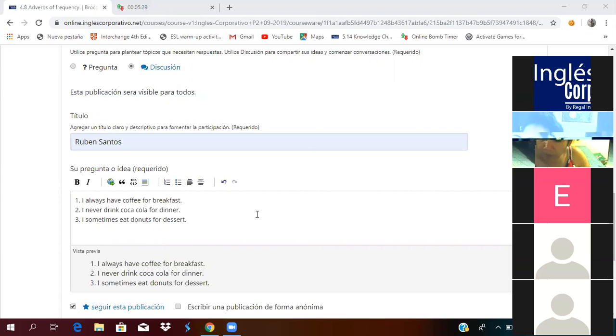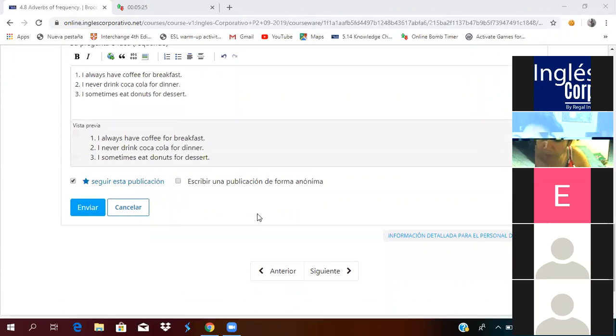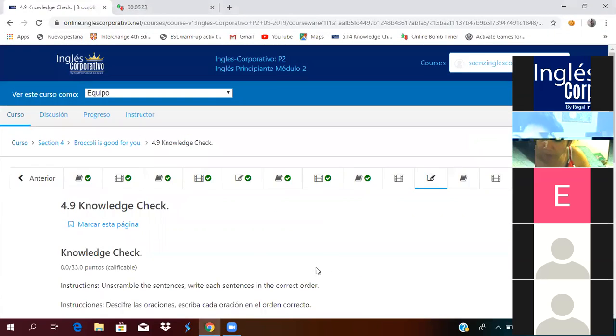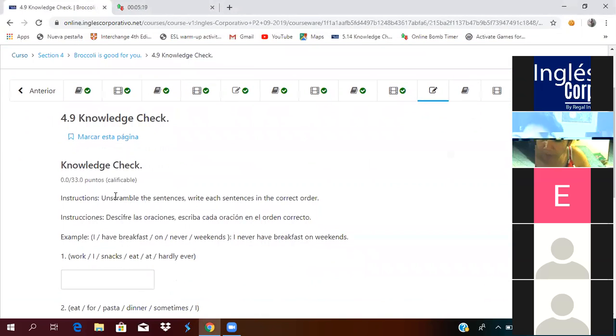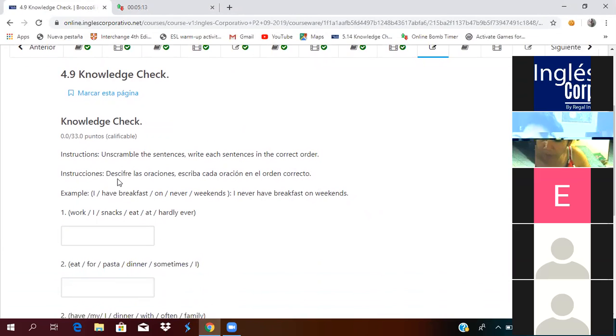All right, si no ha terminado, le queda de tarea. We gotta continue. We're gonna move on and we're gonna be looking at 4.9 knowledge check. Instrucciones, unscramble the sentences, write each sentence in the correct order. Descifre las oraciones, escriba cada oración en el orden correcto.